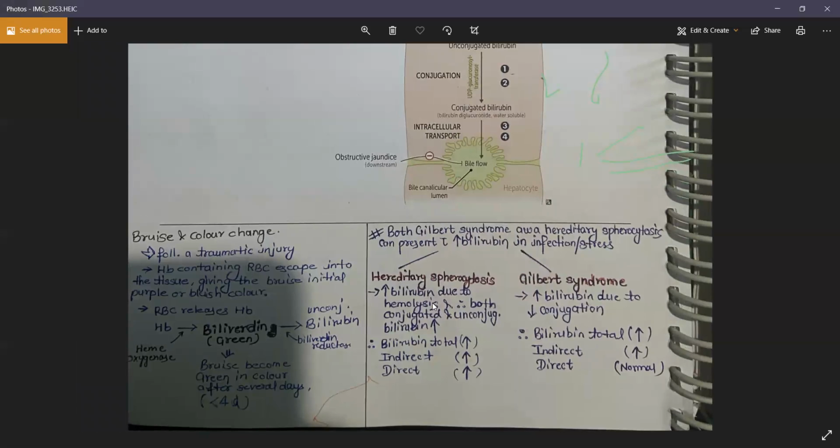So that's the difference between Gilbert syndrome and hemolysis. In case of hemolysis, you will have a direct level increase and an indirect level increase. In case of Gilbert syndrome, you will have an indirect level increase, but the direct one is absolutely normal. It is a way to differentiate between these two conditions.